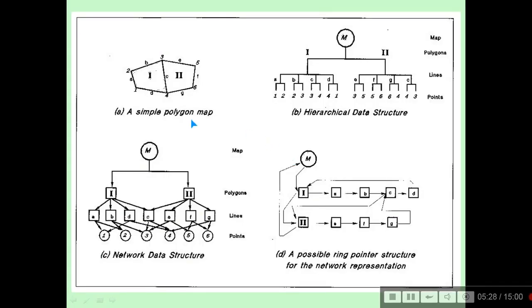See a simple map. Hierarchical means in the form of hierarchy, 1 then 2 siblings then 4, this kind of arrangement. In a network all are interconnected. See the hierarchy also and interconnected also, and network representation like this.